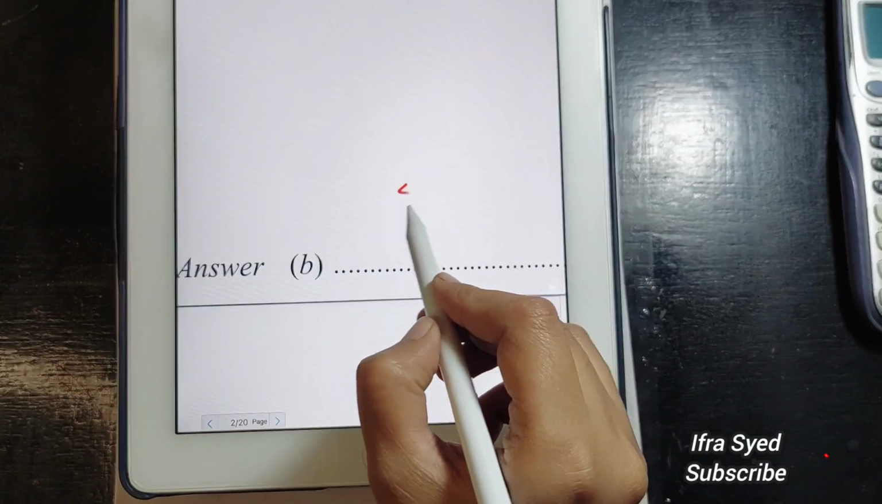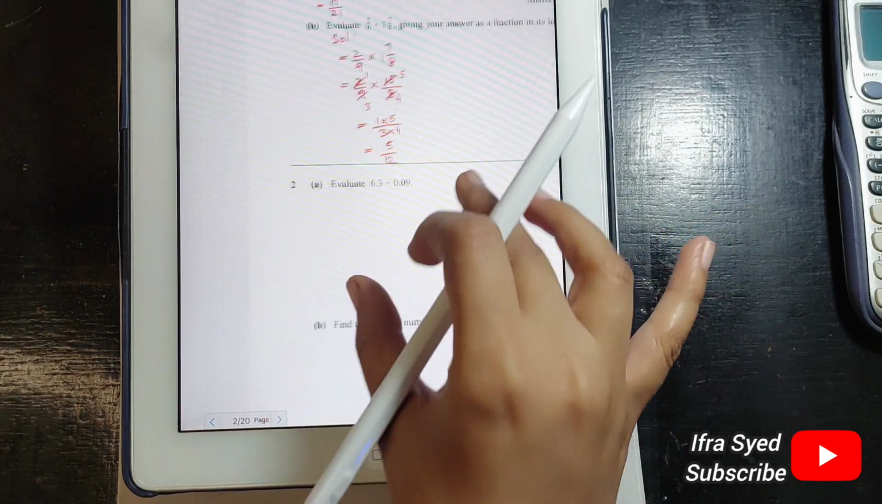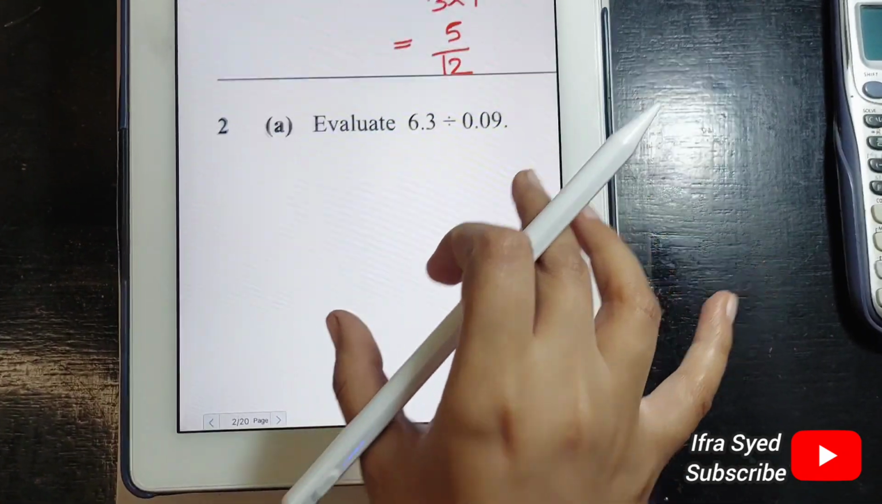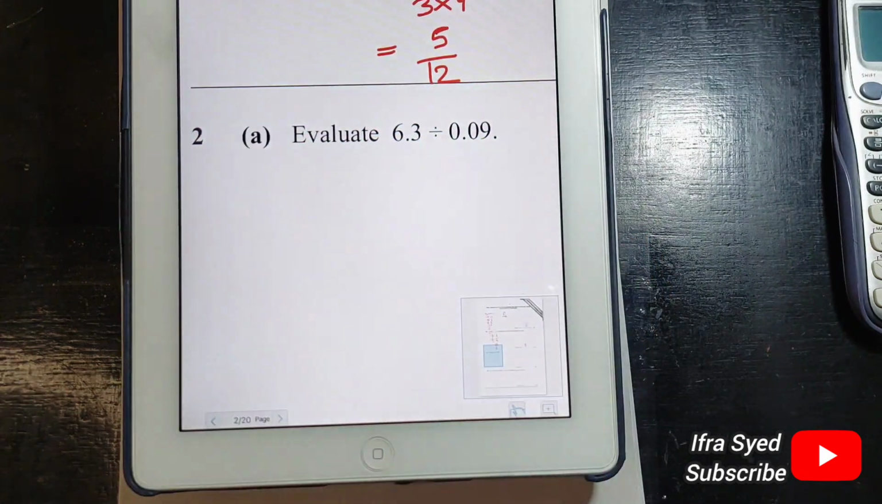So I'm writing here in the answer box that my answer is 5 by 12. Now let's move to the next question. The next question is question number 2, and it is also of 1 mark. In the A part, it is written: evaluate 6.3 divided by 0.09. We can easily solve this question by simply removing the decimal points.